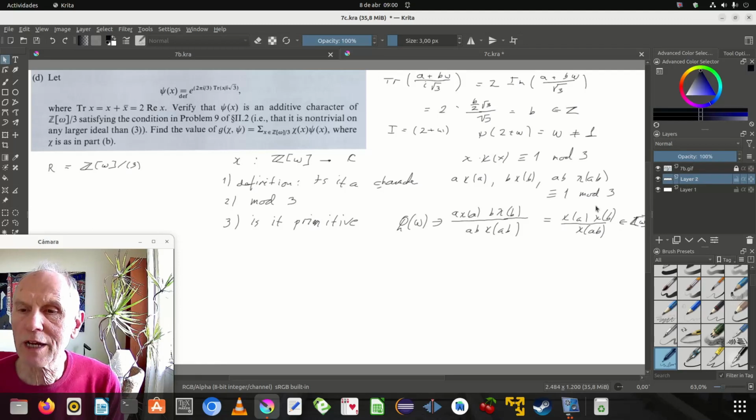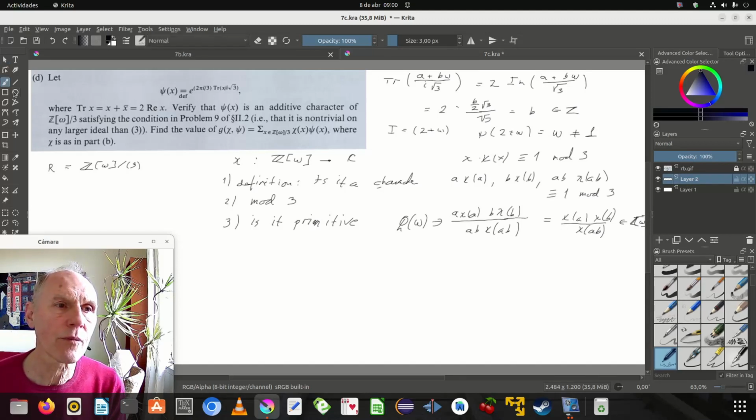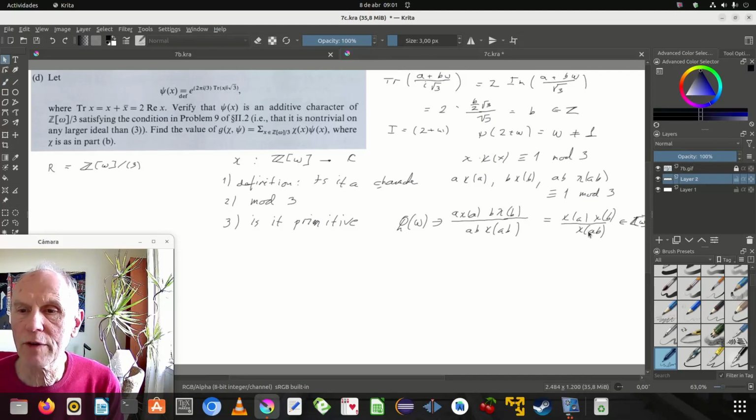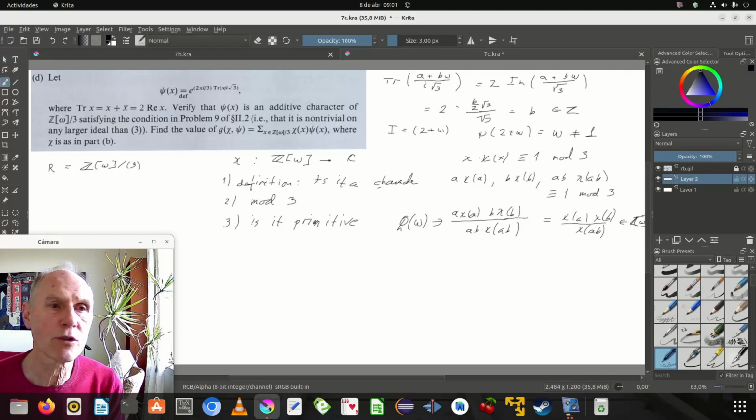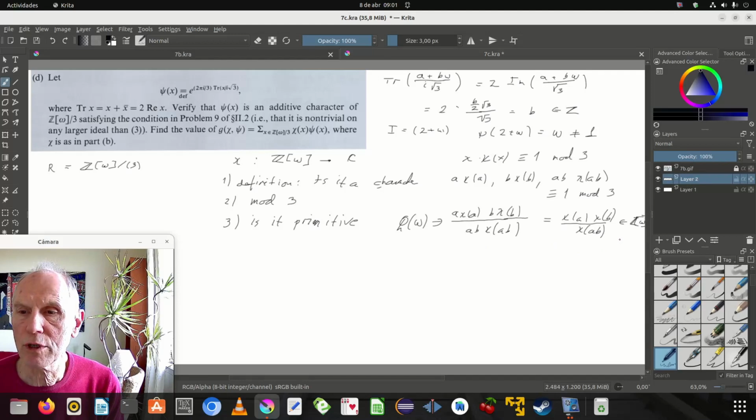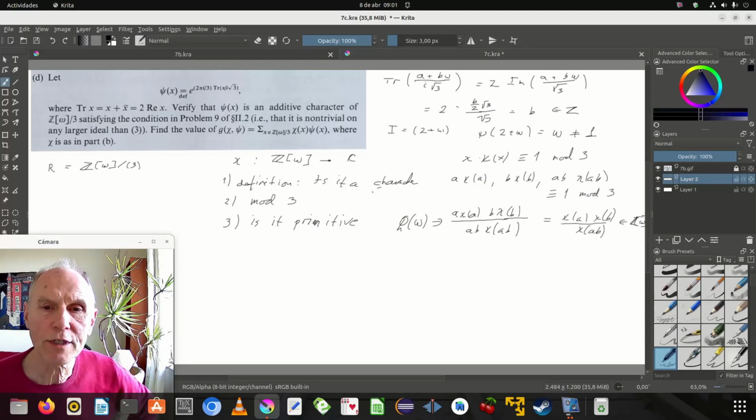Oh, maybe we should start with this. This is an integer. Then we extend it with AB. They are each equivalent to 1 modulo 3. Therefore, this is equivalent to 1 modulo 3, and the only unit being equivalent to 1 is 1 itself, and that means that this equals 1, and then it follows. So that's the proof that it's a character.